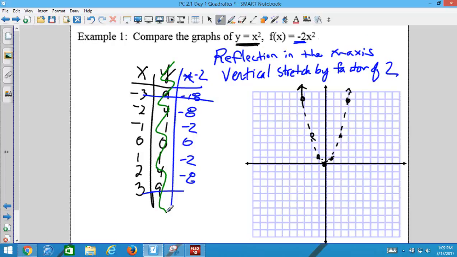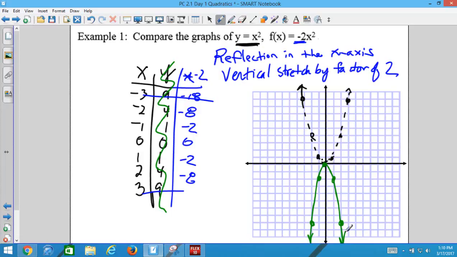Is that a times symbol? Yeah. Sorry. I like to use that because when I do a dot, people think it's a decimal. If I did an X, people think it's an X. Or asterisk, I guess.